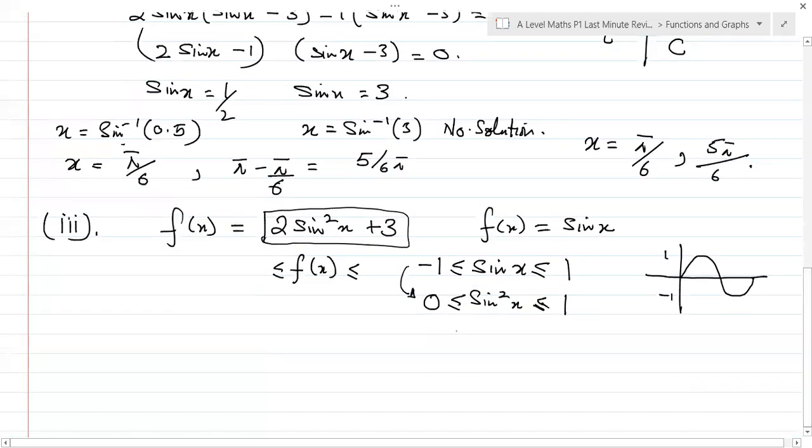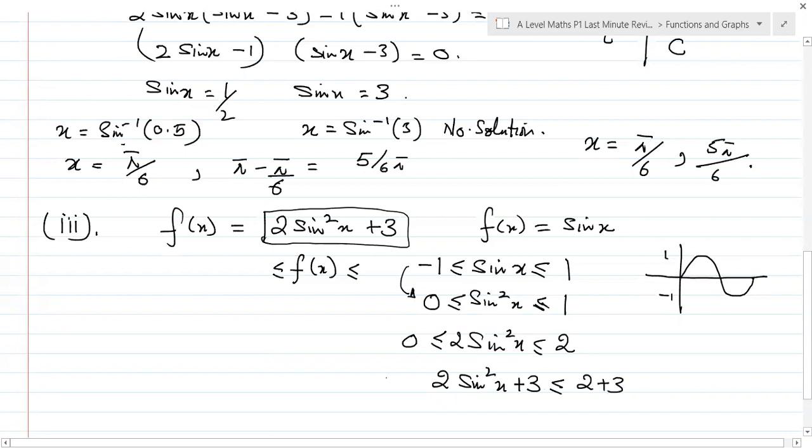Now we have sine squared x, so that's going to be multiplied by 2. Both sides will be multiplied by 2. So 0 times 2 will give us 0, and 1 times 2 will give us 2. And then we have finally 2 sine squared x plus 3. We're adding 3 to both sides. So that's going to be 2 plus 3, and this is going to be 0 plus 3.